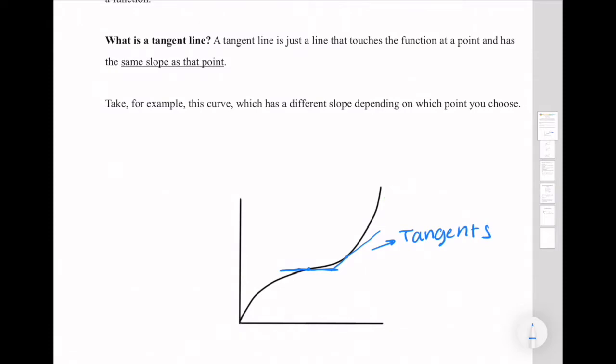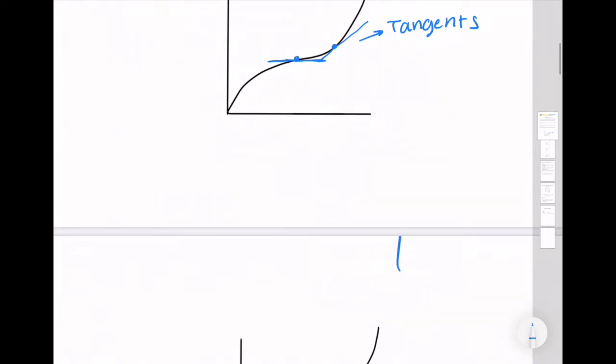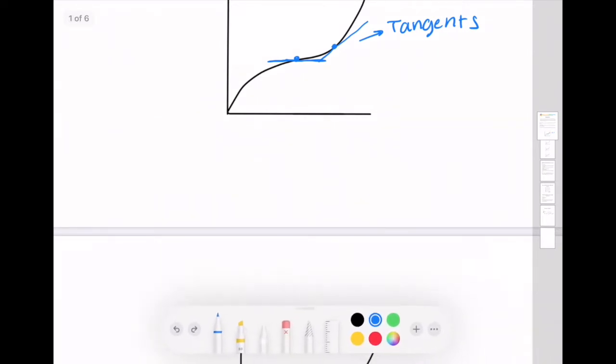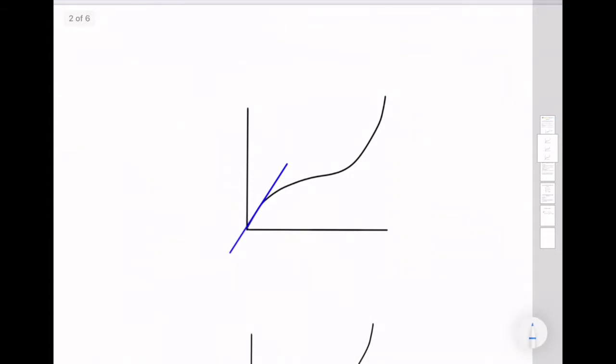Both of these lines touch the function at some point and then take on that point's slope, those are tangents. So here's another example. Right here with this first line I have pre-drawn, the curve is something like this, and then at this point we have a tangent line that would take on a slope approximately equal to this, and so the line might look something like that. The tangent might look something like that.